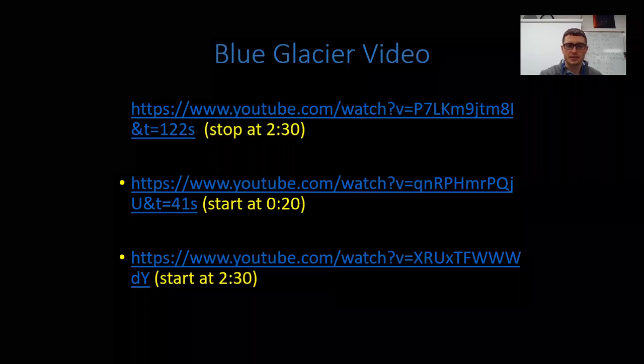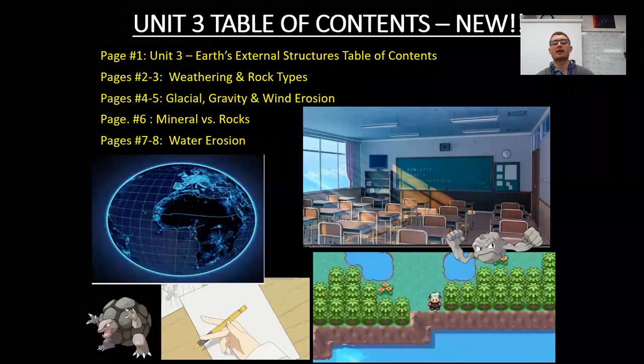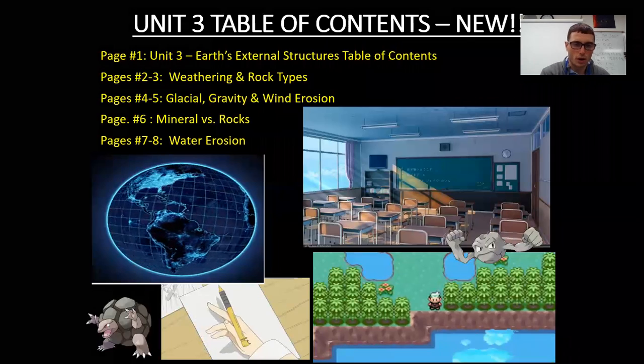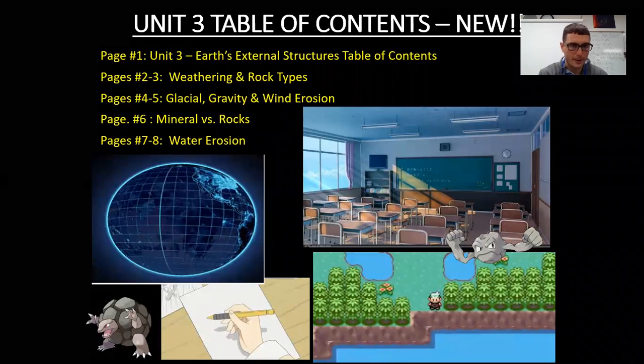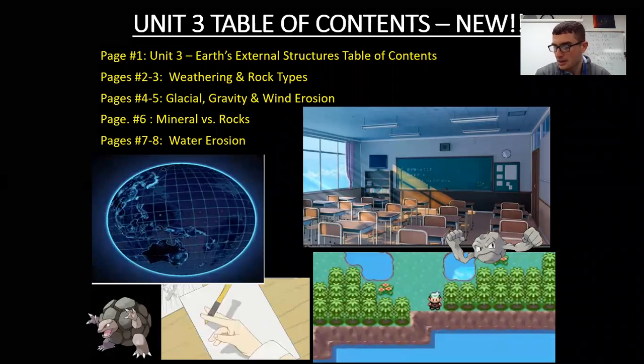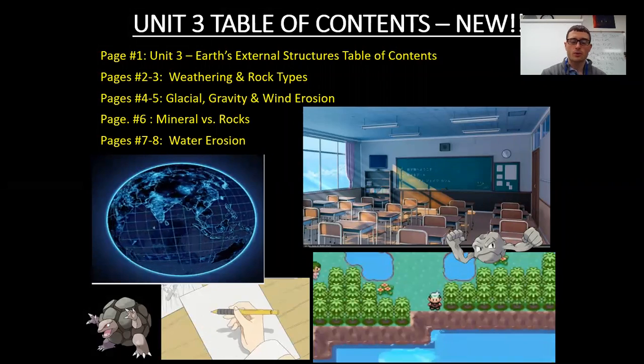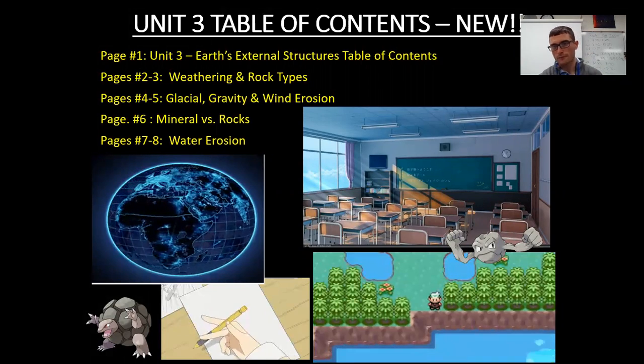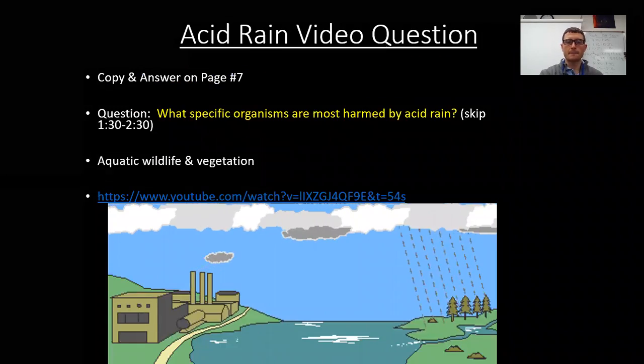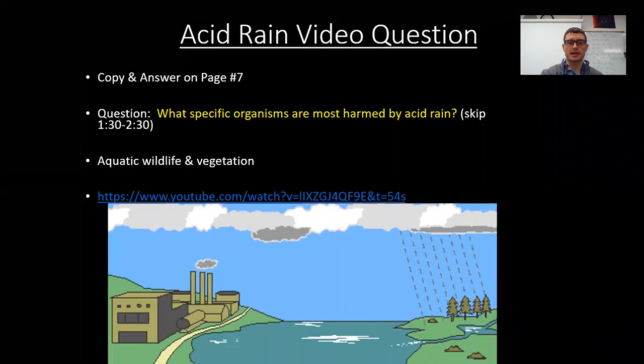And then our table of contents, again, if you haven't already, update 7 and 8, water erosion. We're on page 7 right now, right? So again, go ahead and we're going to finish page 5. We're going to get to water erosion starting tomorrow. No need to answer that. We're good. We're going to skip the acid rain stuff.